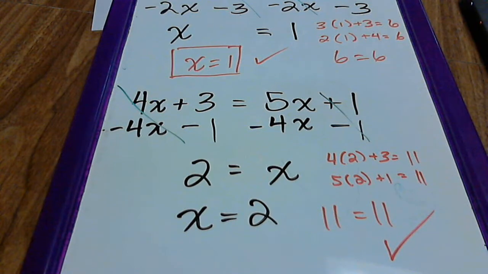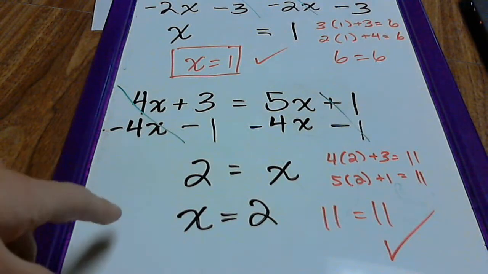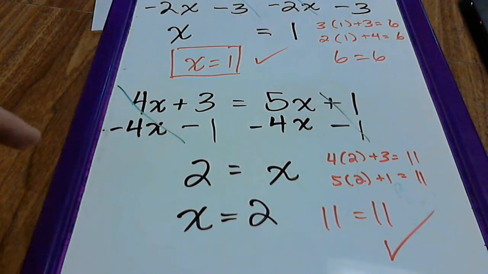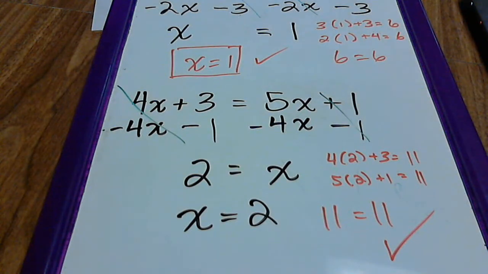So now, in our next one, we're going to have some equations where our x terms involve an extra step, meaning we will have a number in front of the x, and we'll have to do something special to get rid of that.